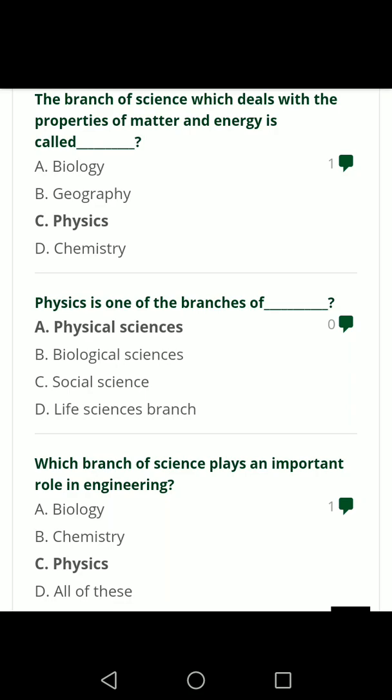The first MCQ of physics: the branch of science which deals with the properties of matter and energy is called physics. Properties of matter and energy and their mutual relationship is called physics. Second, physics is one of the branches of physical sciences. Which branch of science plays an important role in engineering? It is physics.